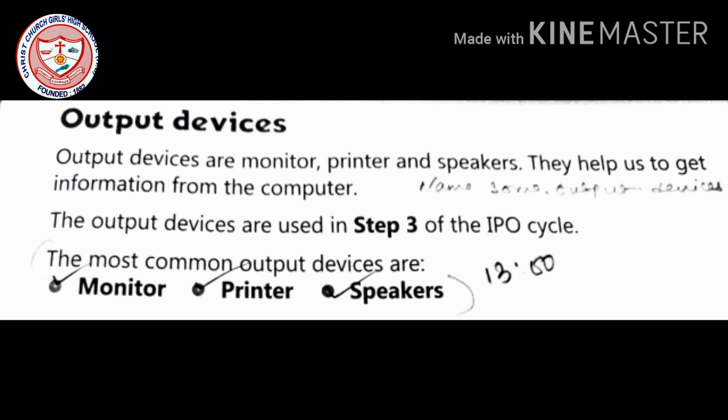So what is step 2? Yes, it is the processing device, that is the CPU. The most common output devices are monitor, printer and speakers. So we will learn about them.